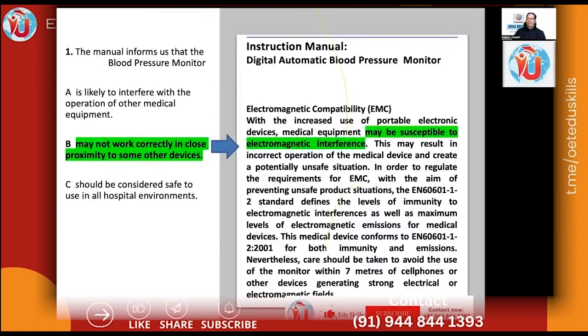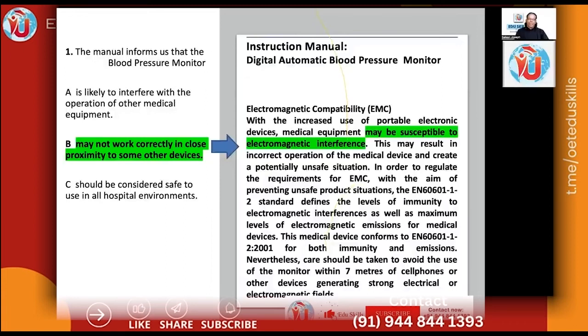So here it is saying it may be susceptible to electronic interference. Now the other option is that it is likely to interfere with the operation of other medical equipment. Does it go well with the focus? No. If other patients are worried or have some issues, are you bothered about it? You are bothered about Mr. David, right? Your patient. So the focus is this particular instrument. So the answer should be focused on this instrument. So they are speaking about the blood pressure monitor, this particular instrument.